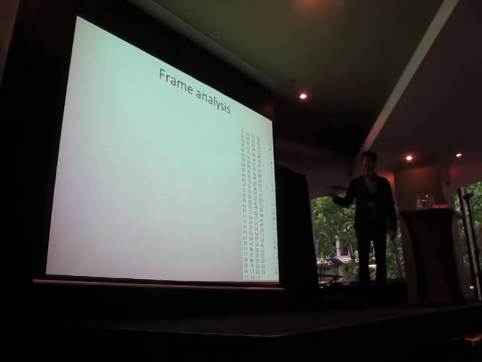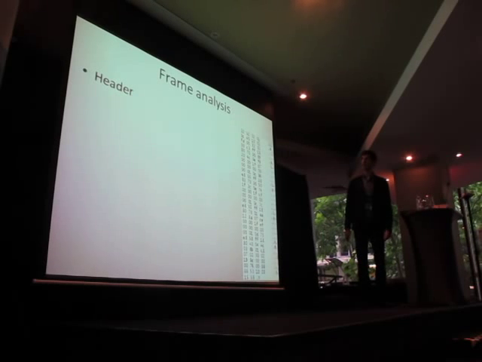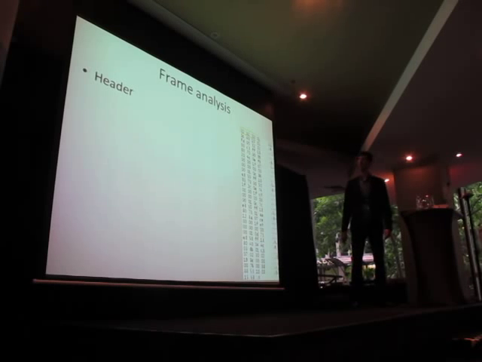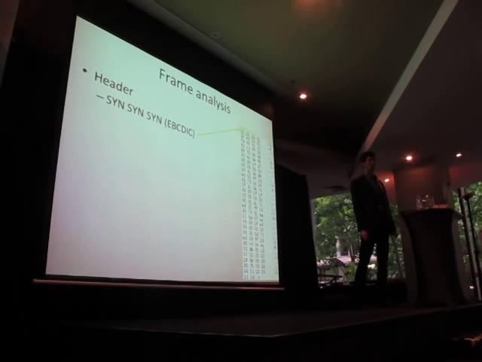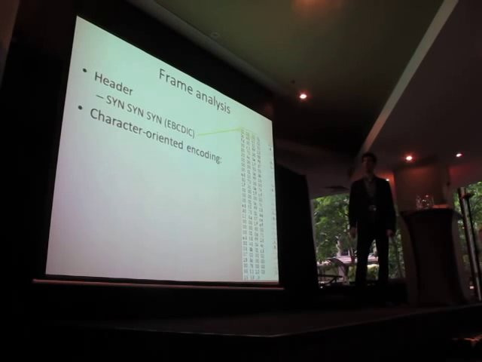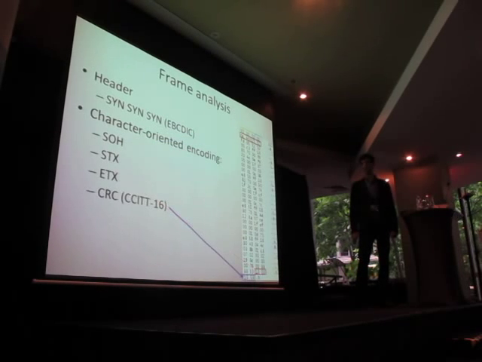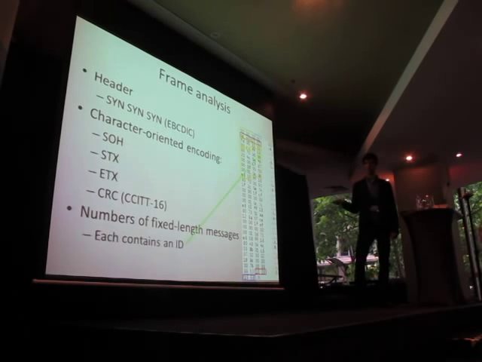If you actually put it back into an audio data decoder, just the raw data, then you can clearly see stuff starting to pop out. This is your good old character-oriented protocol. These are the synchronization bits. Then you've got a start of header, start of text, end of text, CRC, you've got their custom header, and then you've got a number of fixed length messages.